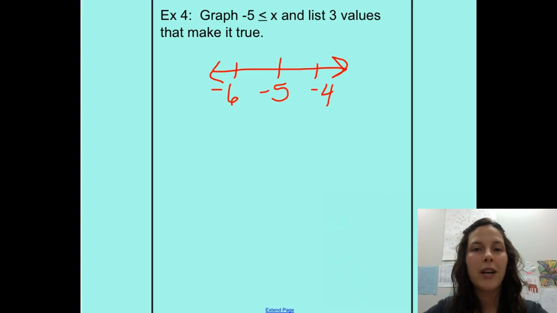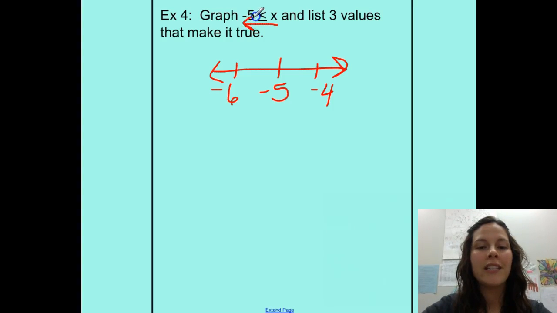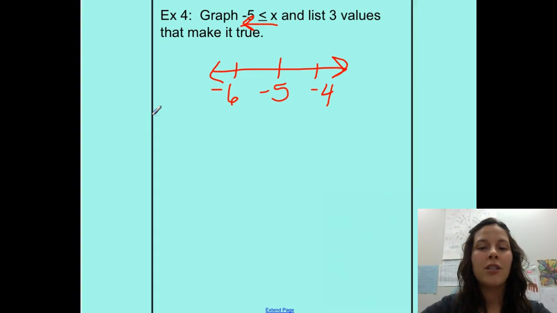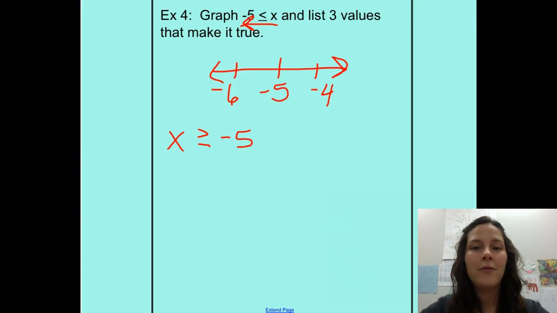When the variable is on the right side of the inequality, there are 2 things. One, you have to read it backwards, which isn't always that easy. The other option is to flip it around. Make sure when you flip the inequality, you flip everything, including the inequality symbol. So our original inequality says -5 is less than or equal to x. And when we flip it around, it says x is greater than or equal to -5. Both of those statements mean the exact same thing.